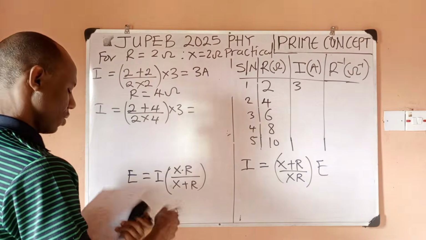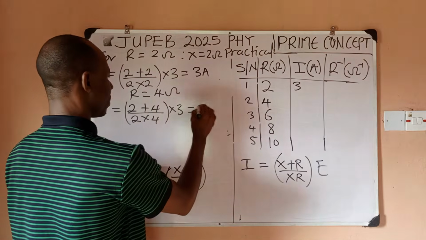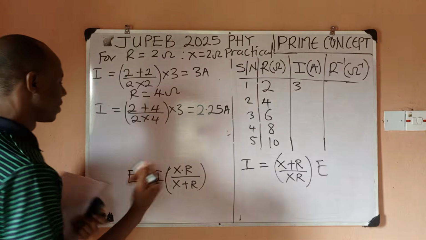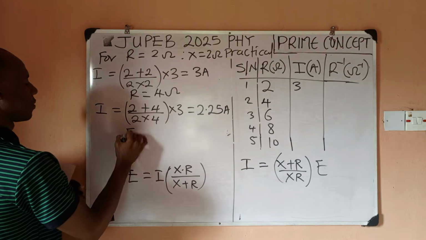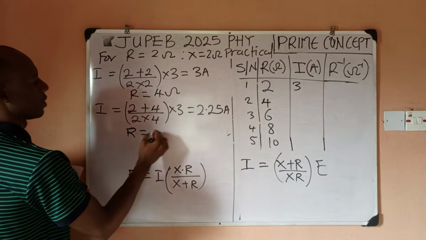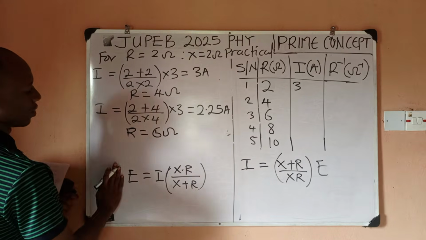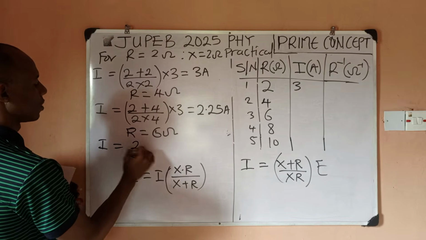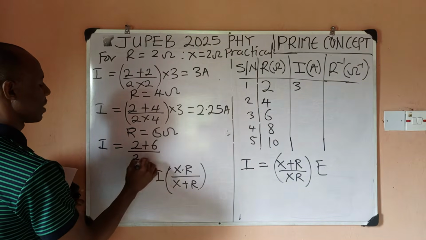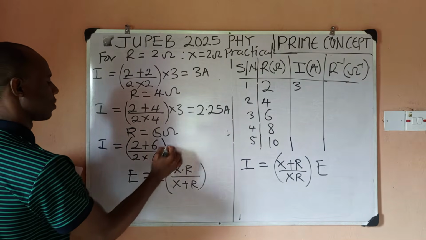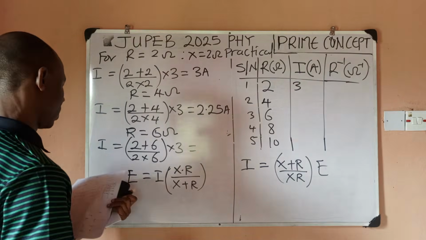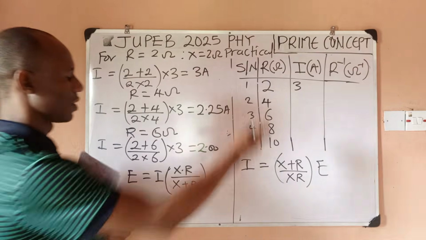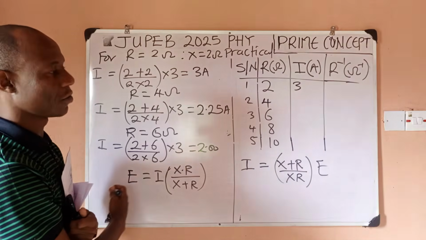So if you also solve, you will get I to be 2.25 amp, right? And the next, you're going to solve for R equals 6 ohms. So if you do this, you're going to find out that your I is going to be 2 plus 6 divided by 2 times 6 into 3. So if you do this, you're going to get 2.00. So if you continue this process, you're going to arrive at the values for your current.